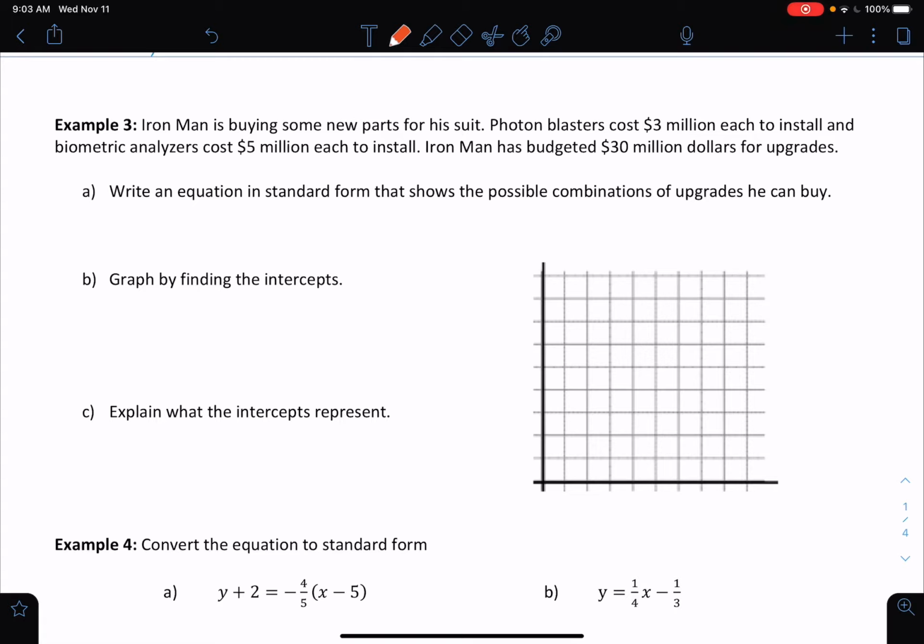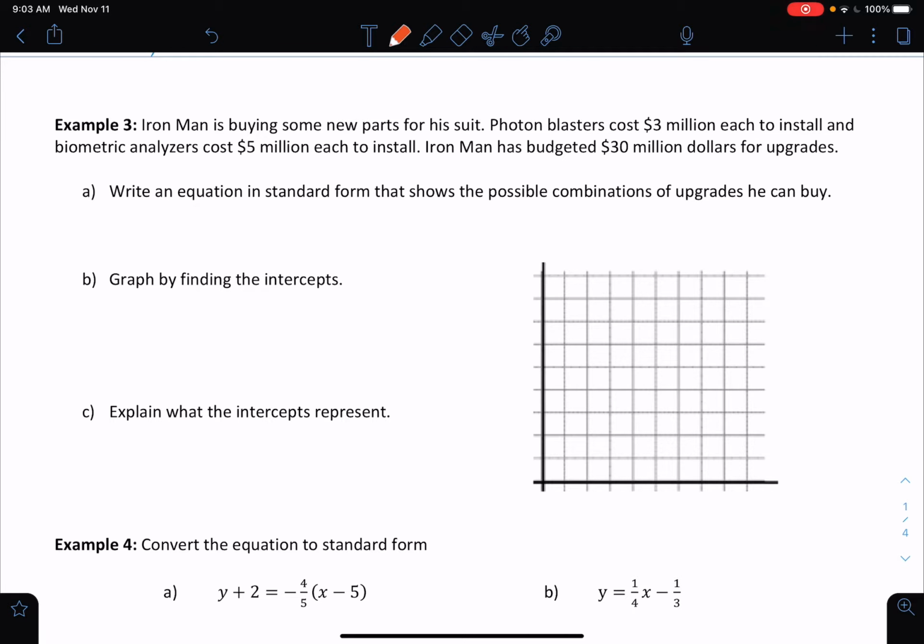So let's look at this application problem. Iron Man is buying some new parts for his suit. Photon blasters cost $3 million each, and biometric analyzers cost $5 million each. Iron Man has budgeted $30 million for upgrades. Write an equation in standard form that shows the possible combinations of upgrades he can buy.